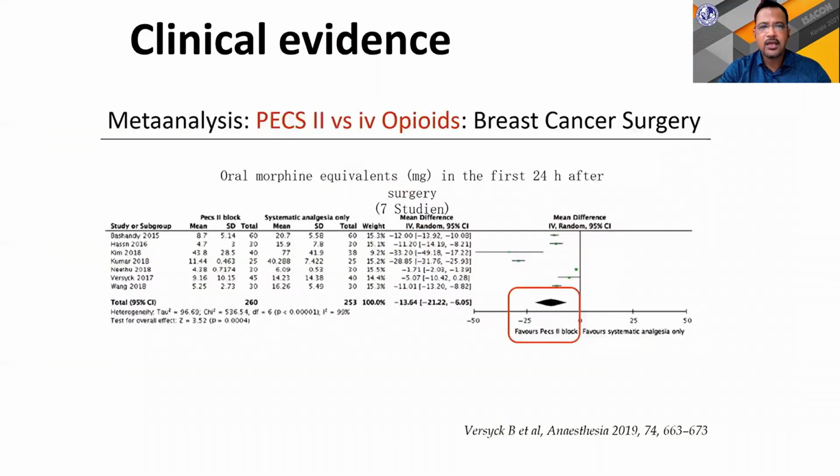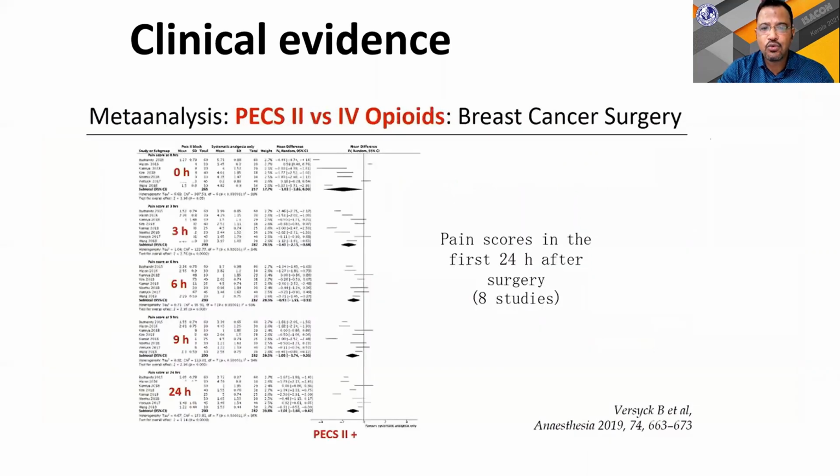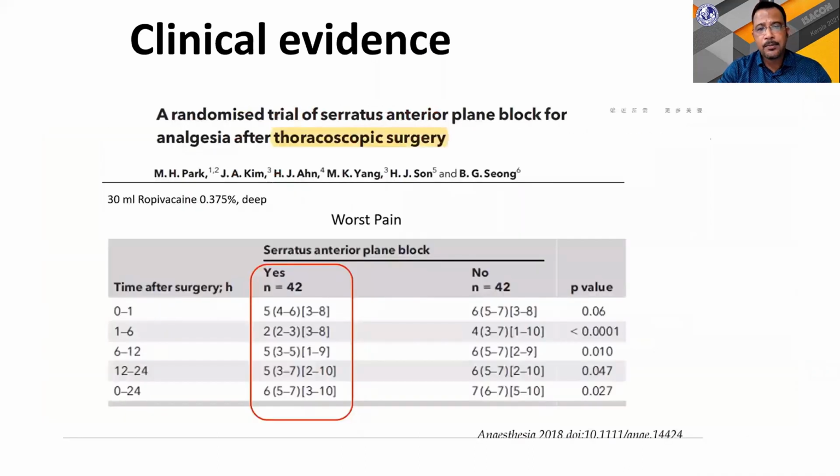So what are the clinical indications? If you see, this is a meta-analysis comparing PECS 2 versus IV opioids. The patients who were given PECS 2 had a better pain score in the first 24 hours after surgery.